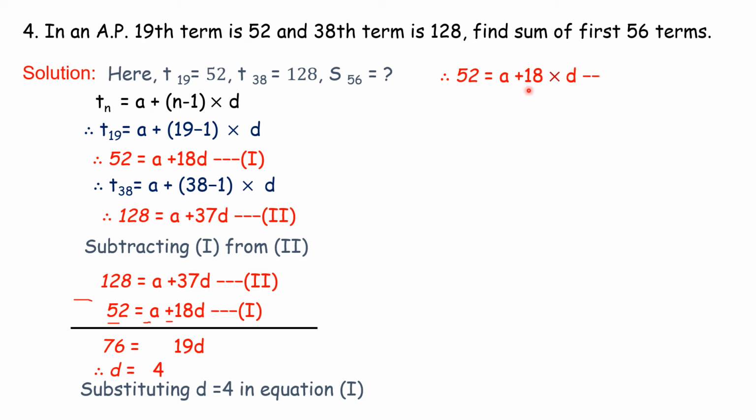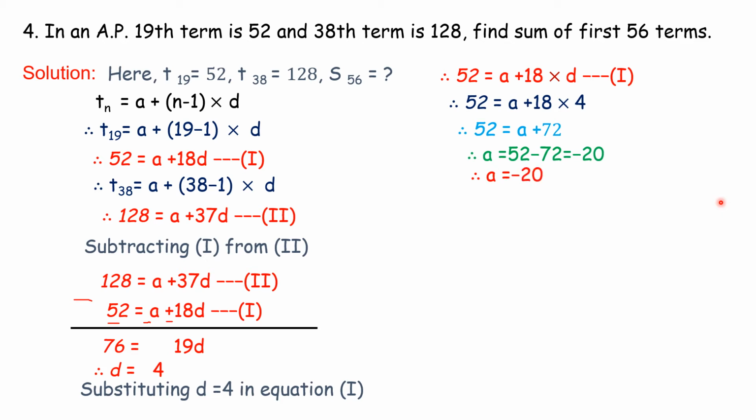Substituting d is equal to 4 in equation 1. 52 is equal to a plus 18 into d. This is equation 1. 52 is equal to a plus 18 into 4. 52 is equal to a plus 72. 18 into 4, 72. A is equal to 52 minus 72. Sorry, A is equal to minus 20, d is equal to 4 and n is equal to 56.